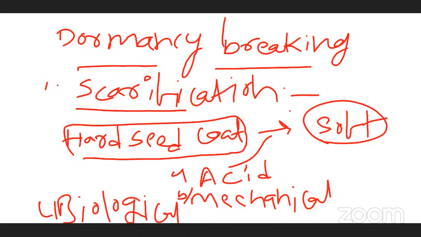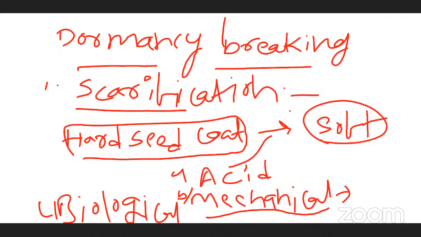In the mechanical manner, it is a rubbing nature. We take these hard-coated seeds in a bowl or container, and the seeds are rubbed on sandpaper. This is mechanical scarification, by puncturing the seed coat.